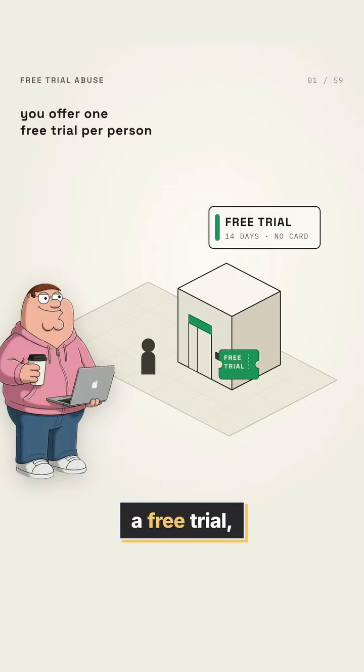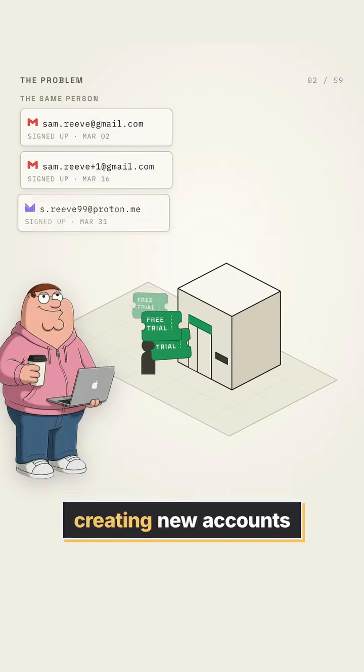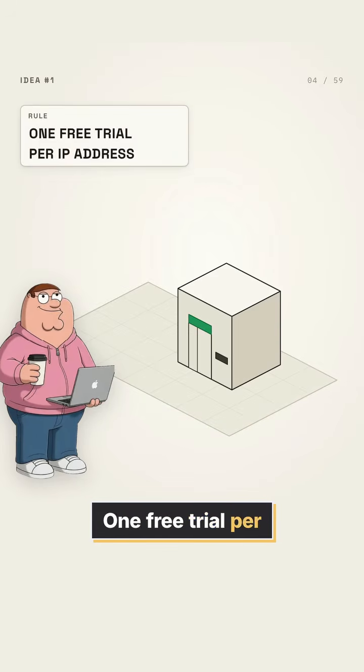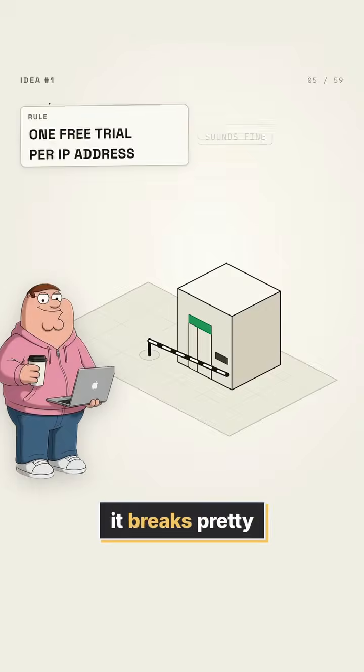Let's say you offer a free trial, and then you notice the same people keep creating new accounts to get it again. How do you stop them? The first idea is obvious. One free trial per IP address. Sounds reasonable, but it breaks pretty quickly.